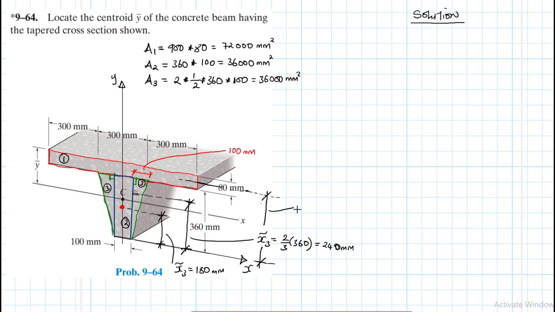All right, so this one is going to be equal to y1, which is equal to 360 plus half of the thickness, which is 80. Half of 80 is 40, so this gives us 400 millimeters. So we found all these details. What we just need to do now is to draw up a table quickly and enter all these values.